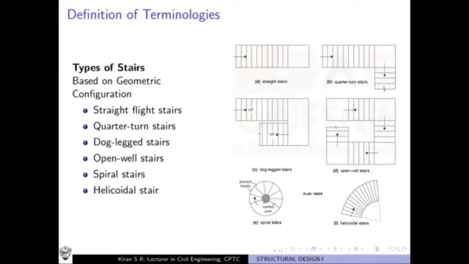And the last one is the helicoidal stair. Helicoidal stair is mostly a kind of spiral staircase, but you don't have to turn by 360 degrees as you do here. It is just about you turn by some angle, then you call it helicoidal stairs.